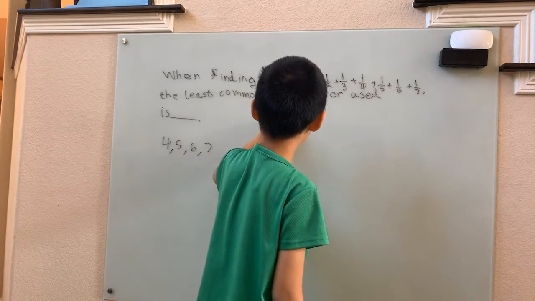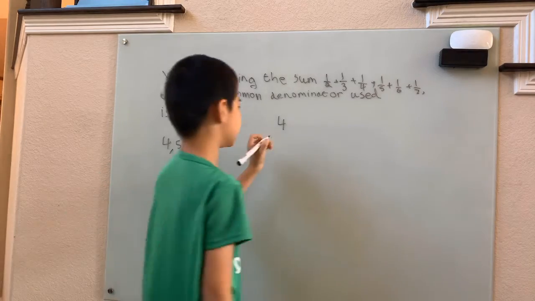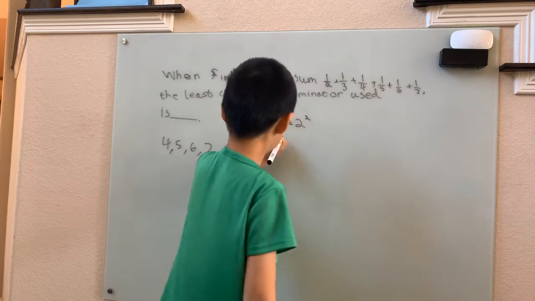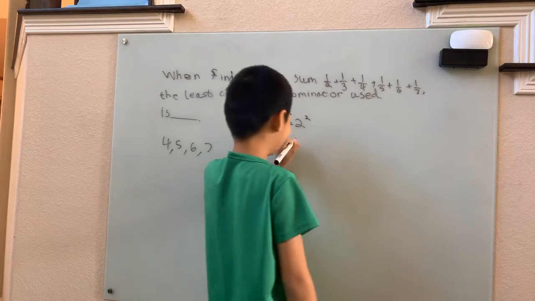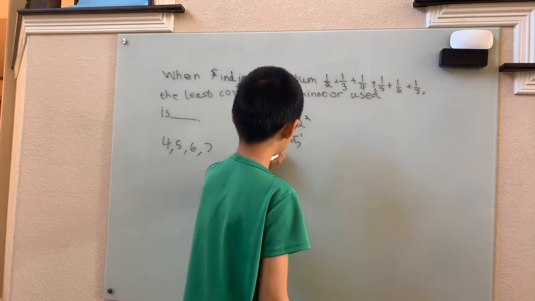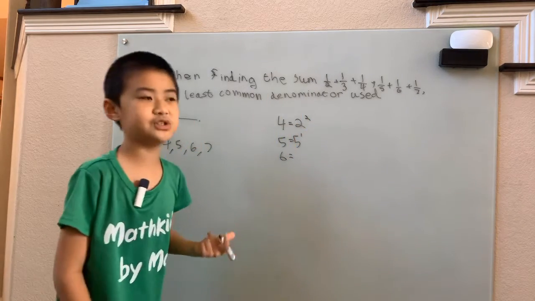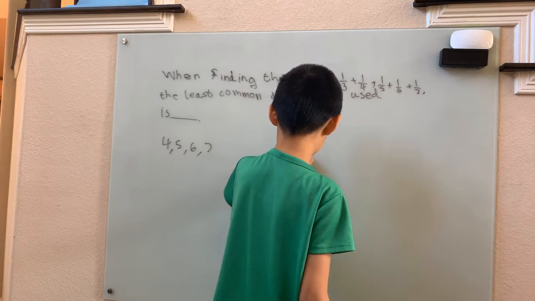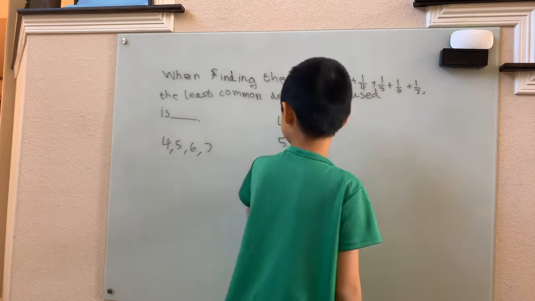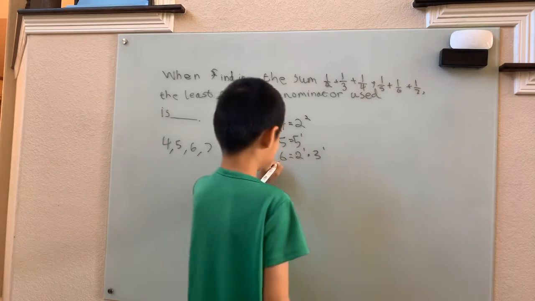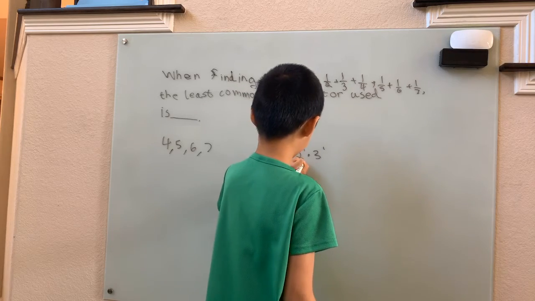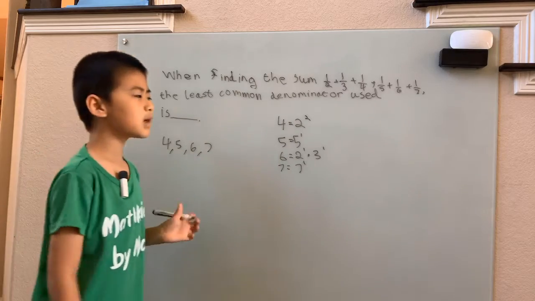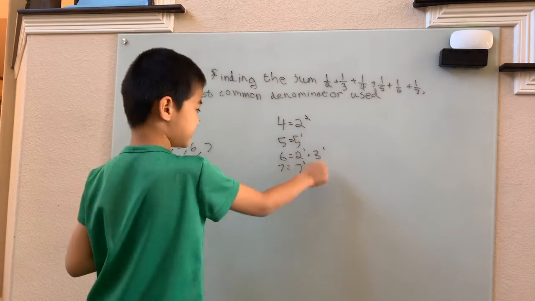We're going to find the prime factorizations for each of these numbers. 4 is 2 squared. 5 is 5. Go ahead and write down the 5 to the first. 6 is 2 to the first times 3 to the first, 2 times 3. Go ahead and write down the first powers as well. And 7 is 7. Write down 7 to the first power. So now we can pick out the largest exponents. We can pick out the largest factors of 2, 7, 3, and 5.